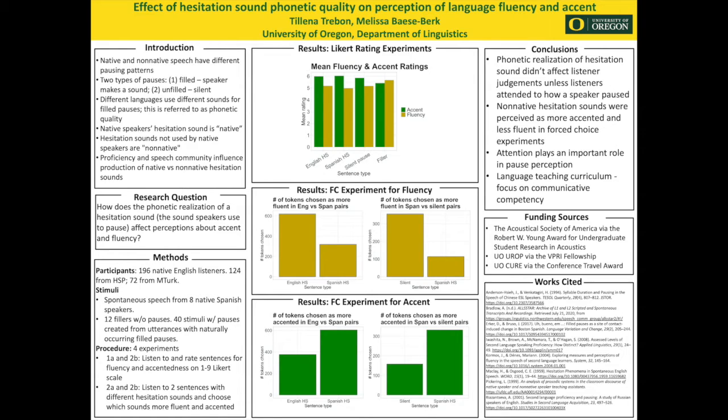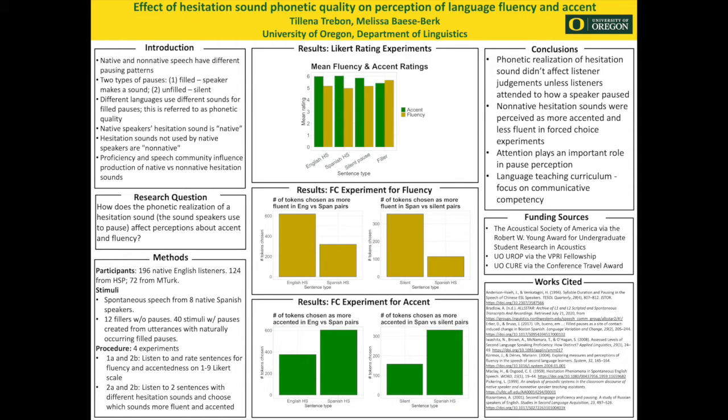This study asks, how does using native versus non-native hesitation sounds impact listener judgments about whether speakers have an accent and how well they speak English? In other words, how does the sound that speakers use to hesitate affect judgments about accentedness and fluency? To answer these questions, 4 speech perception experiments were conducted.